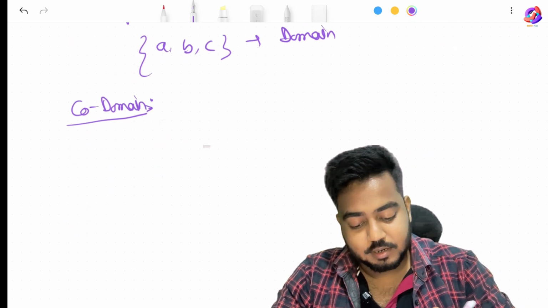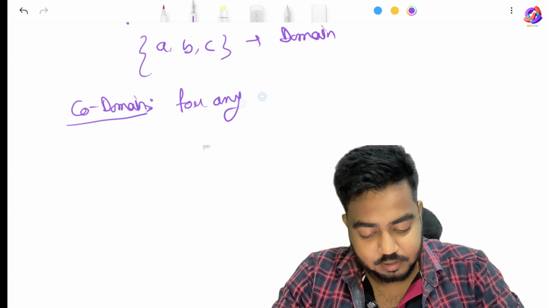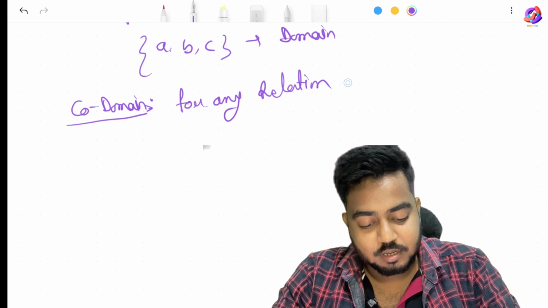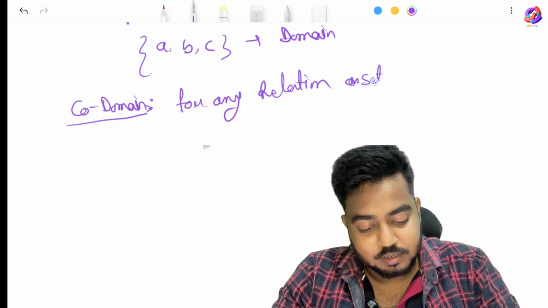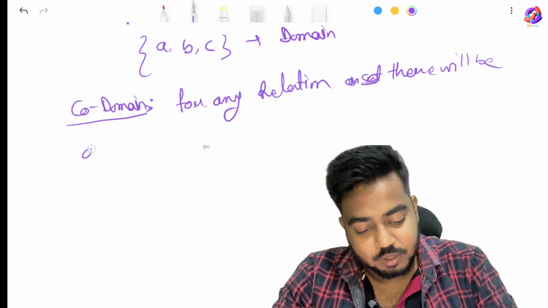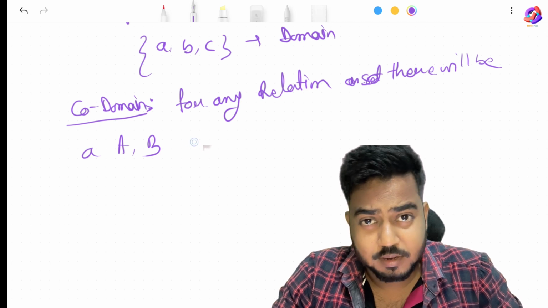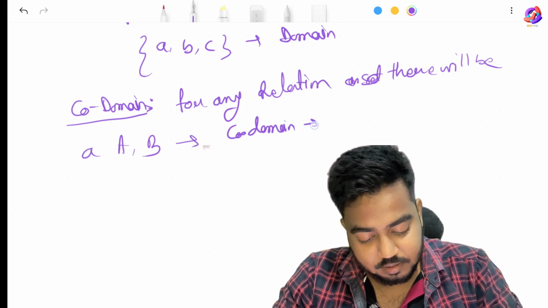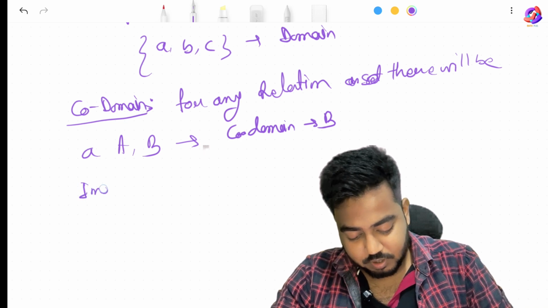Now let's talk about the codomain. For any relation there will be two sets, A and B. The second set, B, is the codomain.